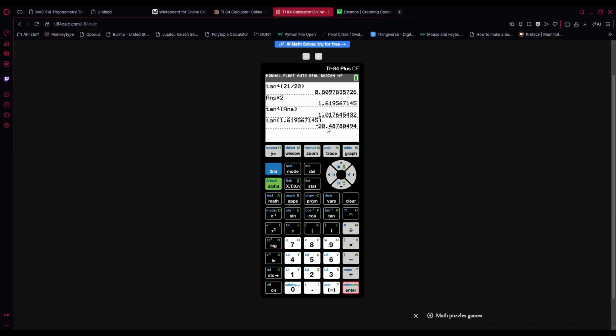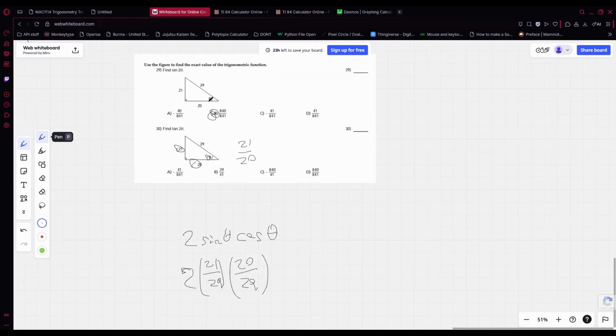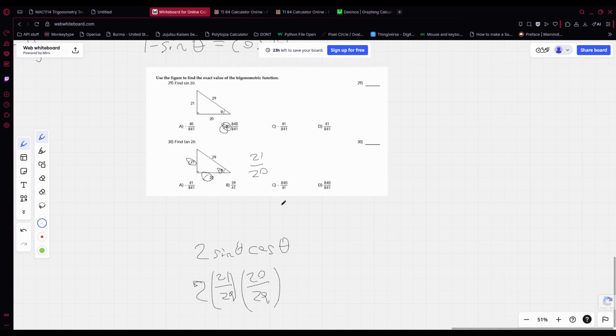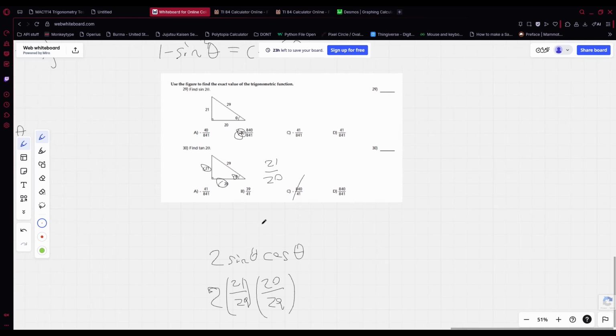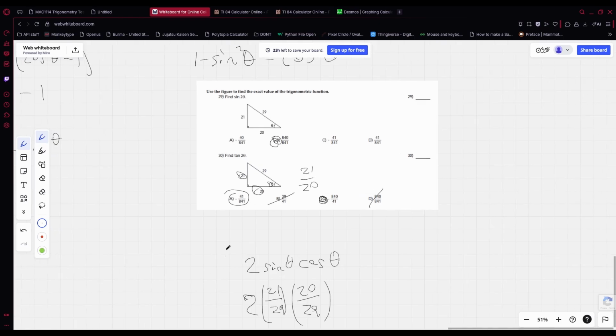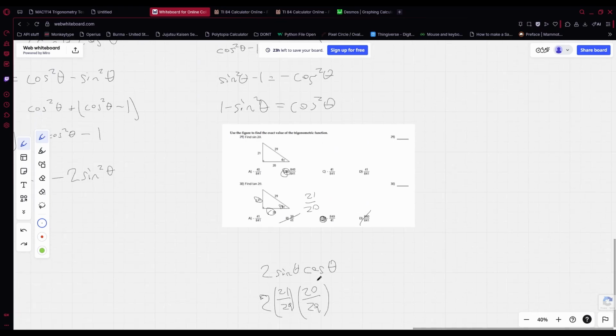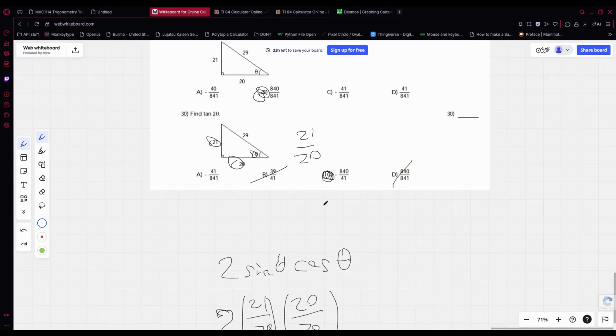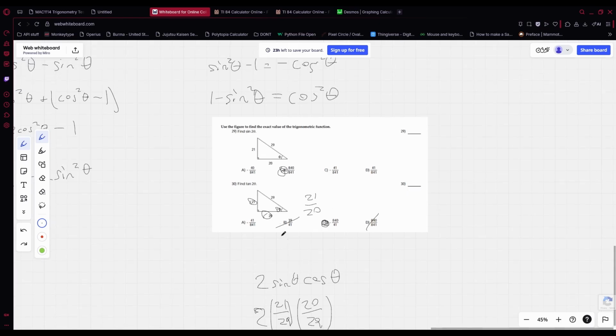So I get negative 20 point whatever. Okay, so it's not this. Actually, it could be that. Actually, it's definitely that. It can't be this because it's negative. This is less than 1, so it's not that. And this is kind of right, it's like 20 something. So it's that one. Less work is always better, folks.